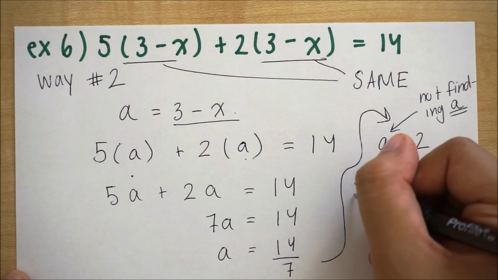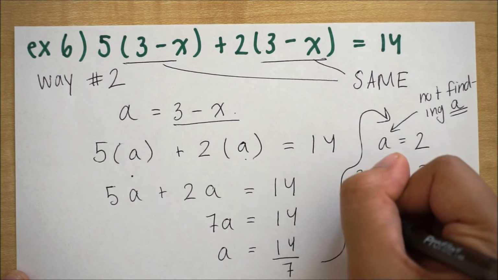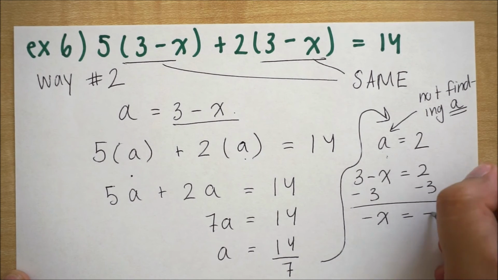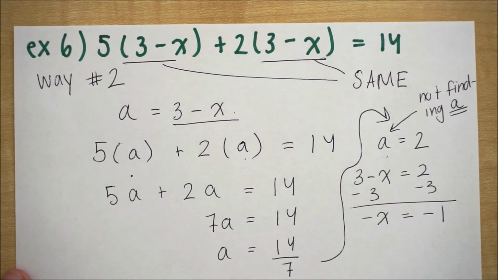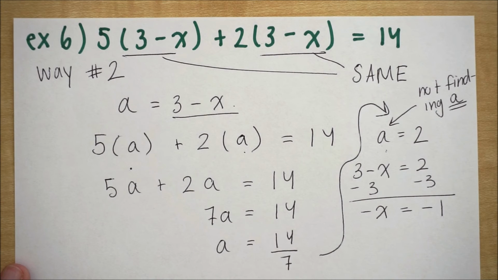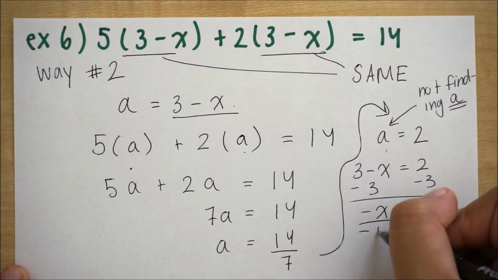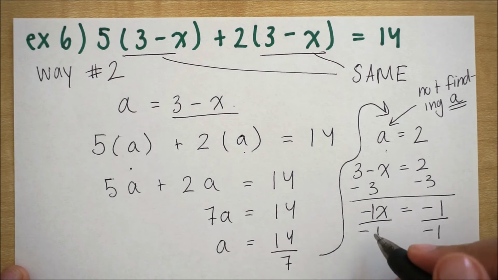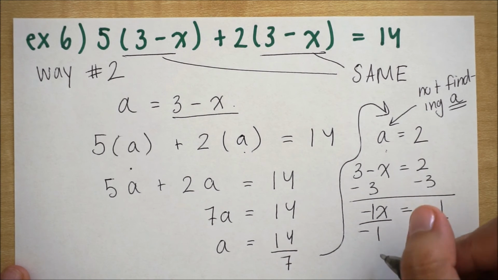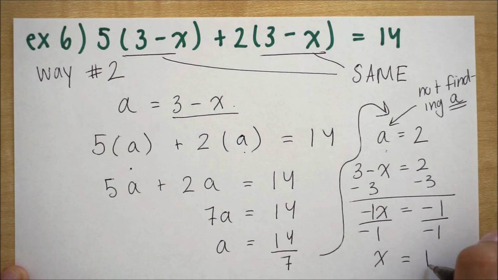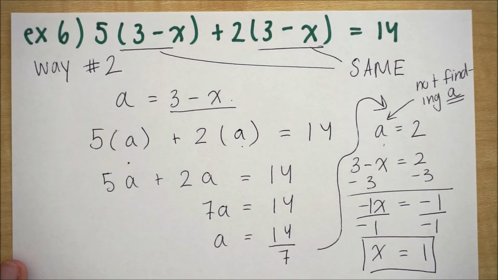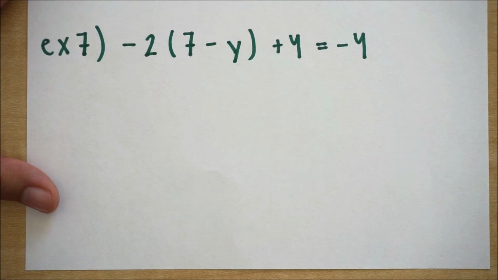We subtract 3 from both sides. So we have 3 minus 3, which is 0, and we just keep negative x is equal to 2 minus 3, which is negative 1. Is it isolated? No, we got the negative sign, so we got to get rid of it. So we divide both sides by negative 1. Just a reminder that if it's negative x, it's a negative 1x. It means the same thing. Once you divide it, you get x is equal to 1. So same answer as way number 1.